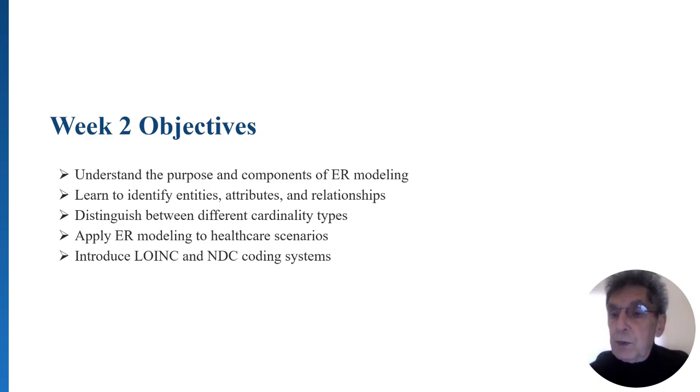Entities are the things we store data about. Attributes describe those things. Relationships show how they connect. Third, distinguish between different cardinality types. Cardinality answers the question, how many? How many visits can a patient have? How many patients can a provider see? These decisions fundamentally shape your database structure.